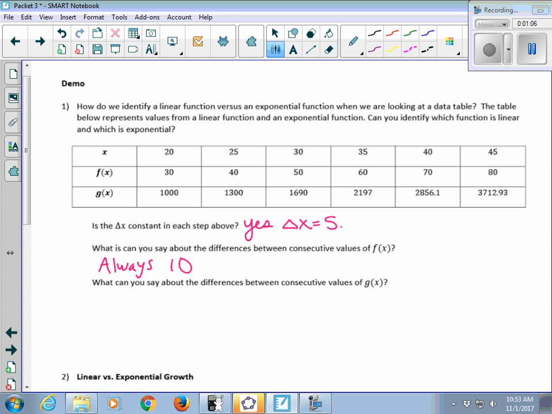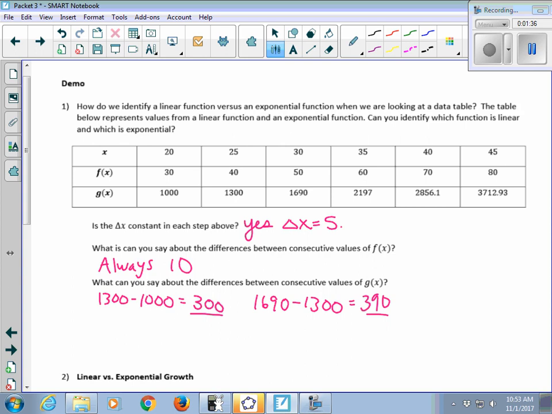But for g of x, the differences between consecutive values is not always the same. So let's actually look at them. 1300 minus 1000 is 300. But then if I do the next one, 1690 minus 1300, that is 390, right? So my delta, my change in y for the g value is already not constant.